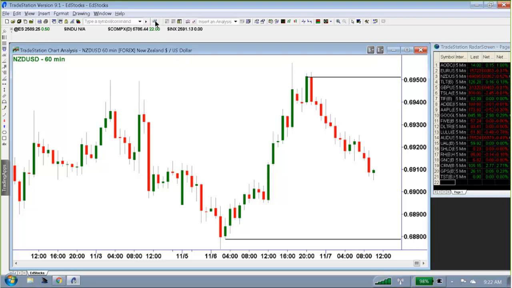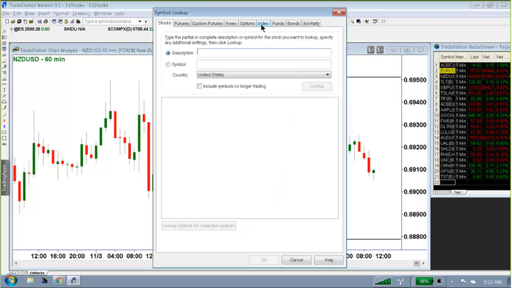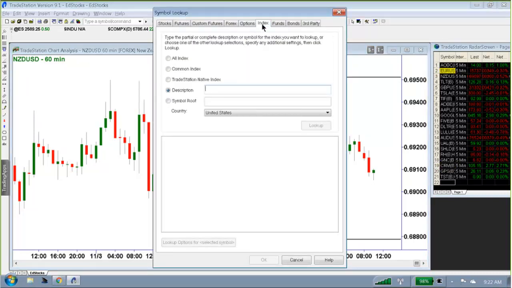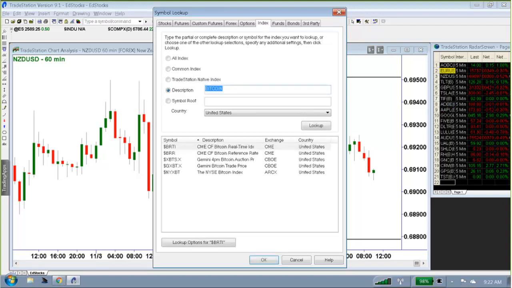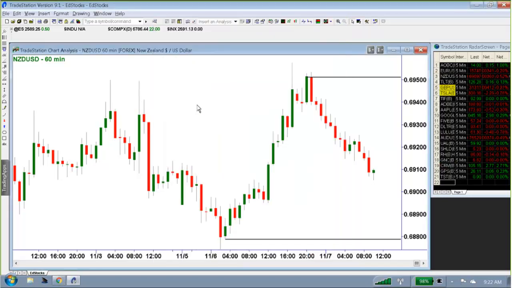Let's pull it up. I'm going to go to index. But at the time, you know, you're thinking it could go to zero, right? It could have gone to zero, and it still could go to zero. Or it could go to a million. Looks like $BRTI. So here you go, $BRTI.